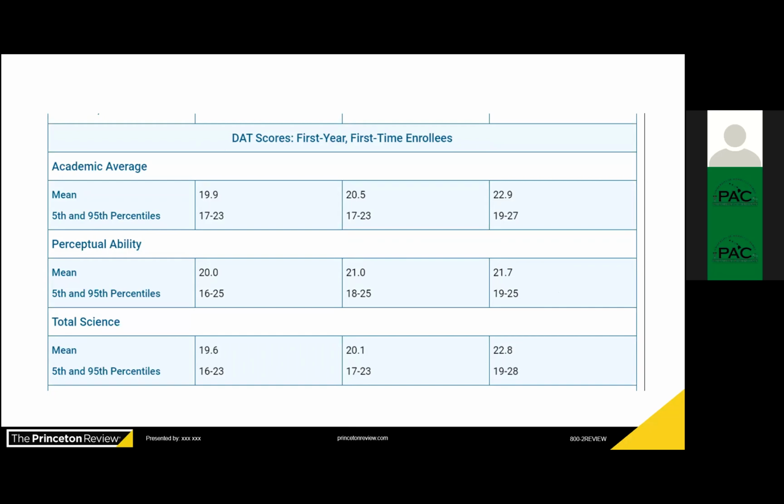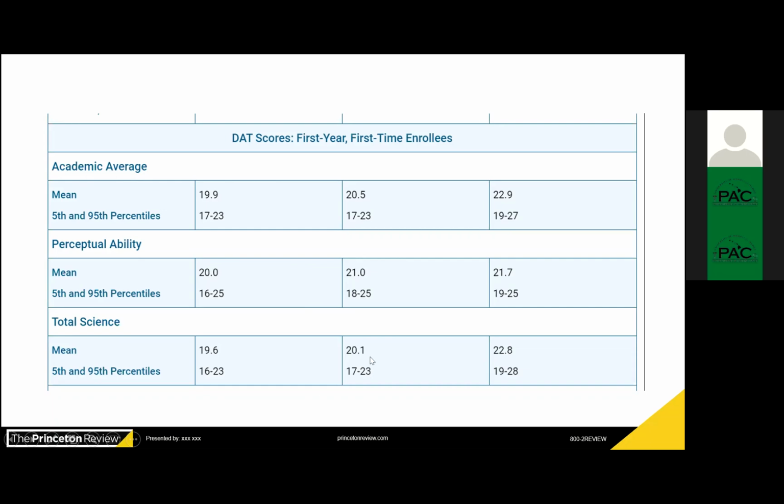The average DAT scores for first year, first time enrollees. So as you can see, and this is referring back to those different scores that we talked about, the academic average, which is the average of all the sections of the test besides perceptual ability. Then they have just a perceptual ability and then your total science score, right? This is kind of what the schools, the admissions officers, look at when they're looking at your application. And so as you can see, UCLA's average scores are very high.